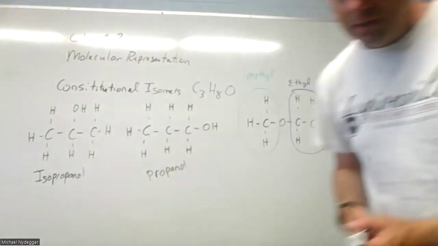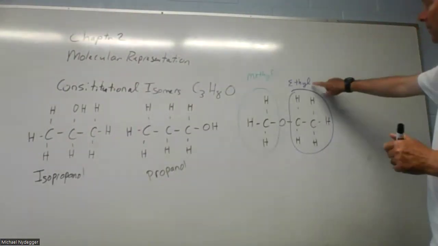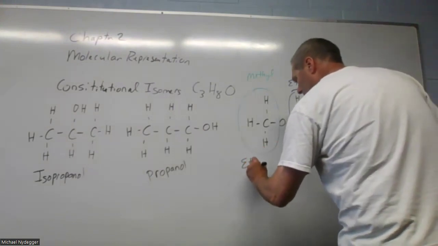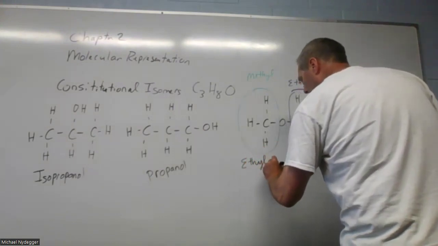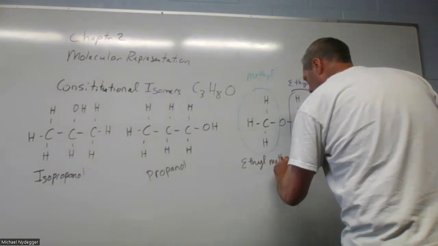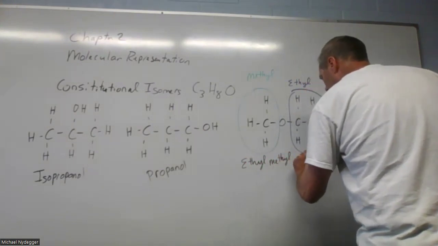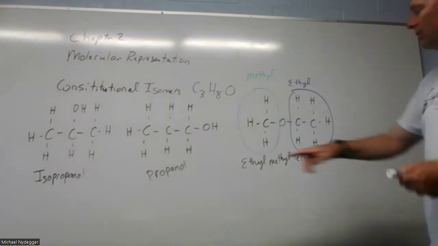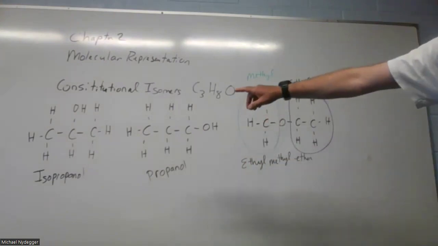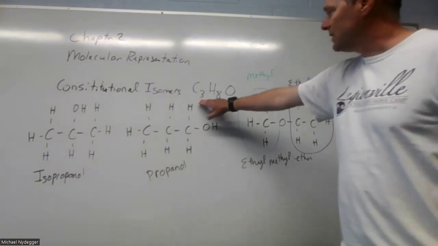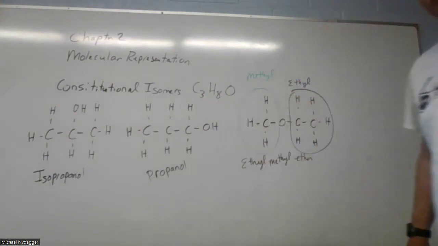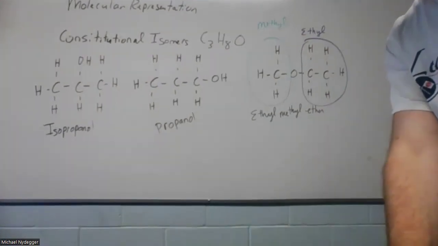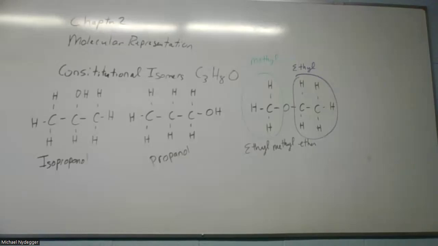You typically label these alphabetically. So this becomes ethyl methyl ether. And those are going to be the three constitutional isomers of C3H8O. All right. That makes sense?